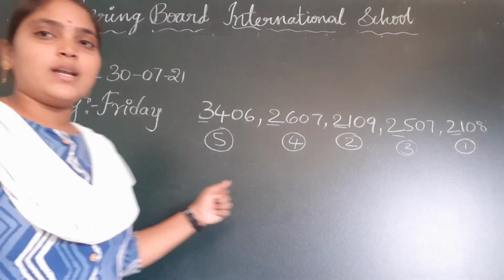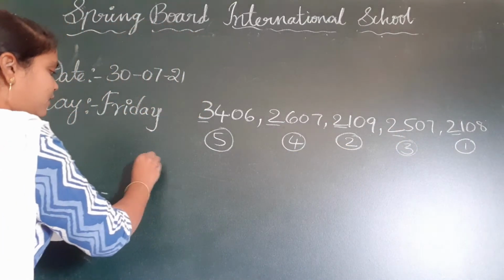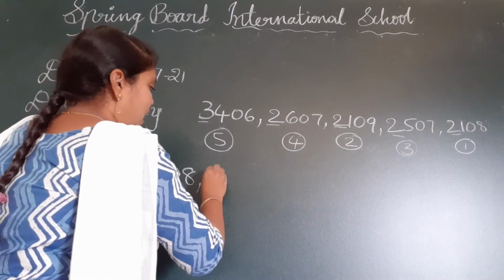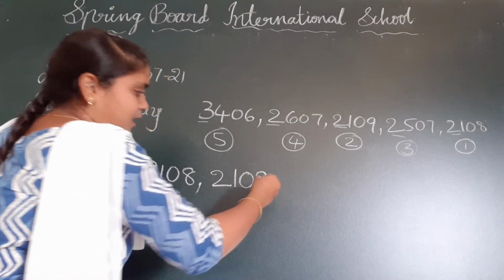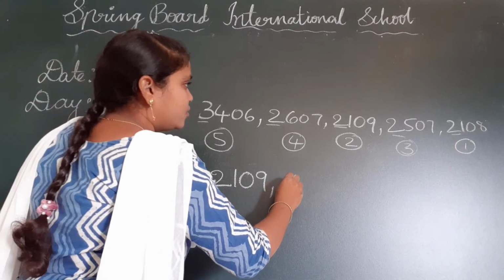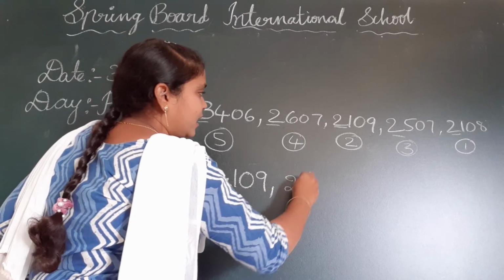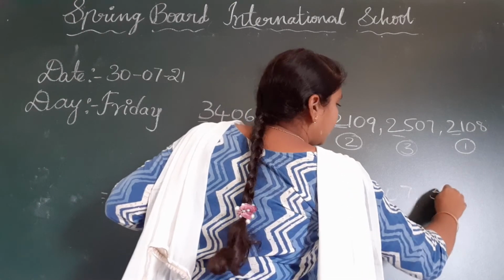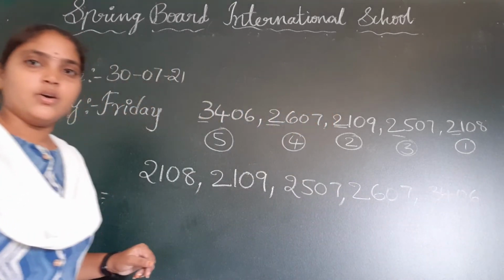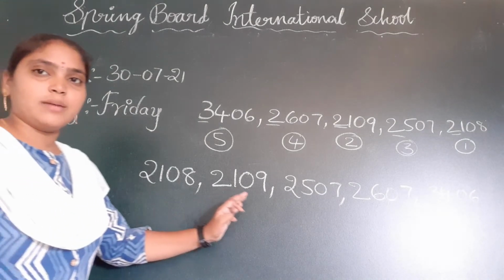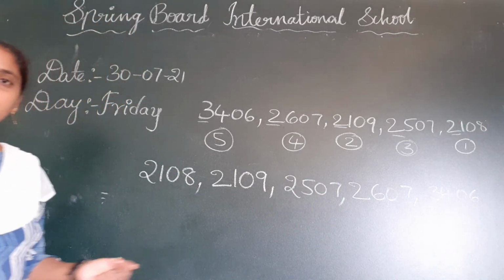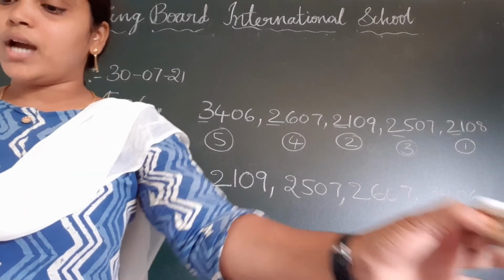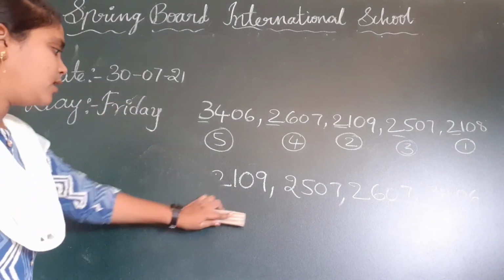Now write, children. Which one is the smallest number? 2108. So write 2108 and then 2109 and then 2507, 2607 and 3406. Okay. So here we arranged these numbers from smallest to biggest. So now we can see that these numbers are in ascending order. So like that you have to complete the remaining 4, children.